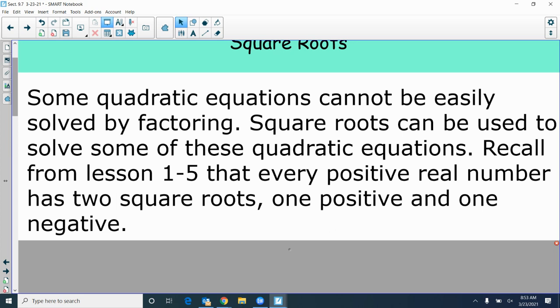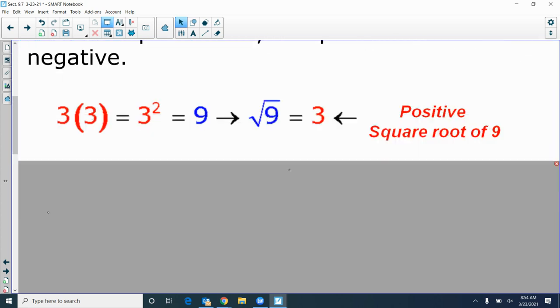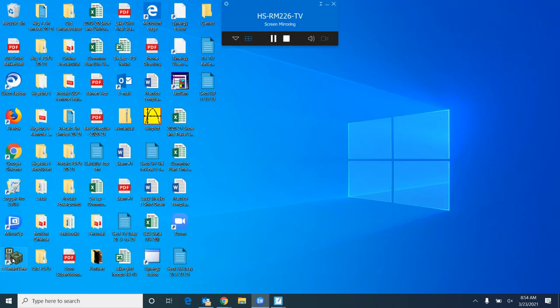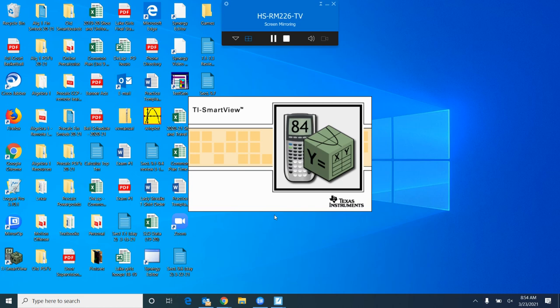Now we're going way back here, so from lesson 1-5, every positive number has 2 square roots, one positive and one negative. What that goes from is the square root of 9 is 3, because you're saying 3 times 3 is 9, but you can also make it to be negative 3, because negative 3 times negative 3 is also 9. Okay, I think you got to agree with me with that. 3 times 3 is 9. Negative 3 times negative 3 is 9. But when you hit square root of 9 on your calculator, what does it give you? It just gives you positive 3.